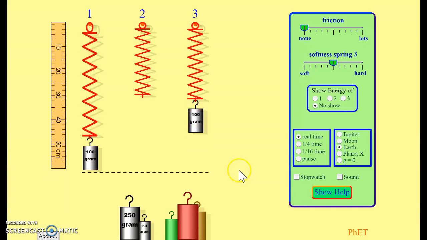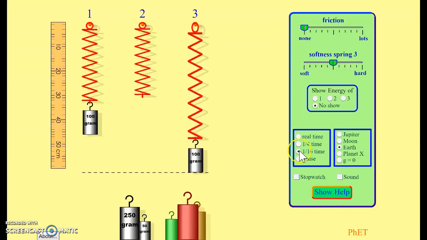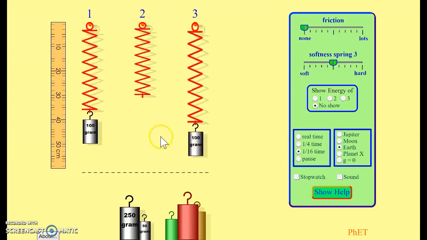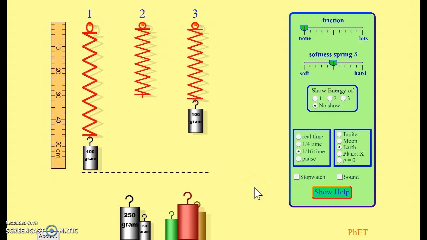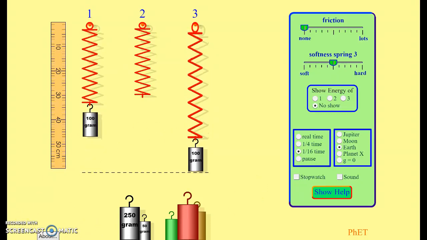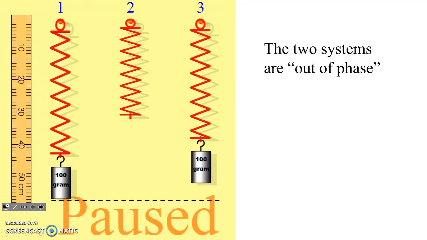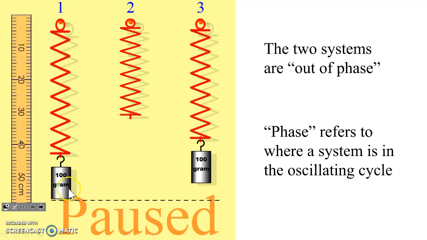Well, not exactly. After all, when this one goes up, this one goes down. It's kind of like they're at opposite moments in the cycle. They're not synced up. In IB physics, we would say the two systems are out of phase, or the term we can use is antiphase. What is phase? It refers to where the system is in the cycle. Is it at the beginning of the cycle, or is it halfway through?